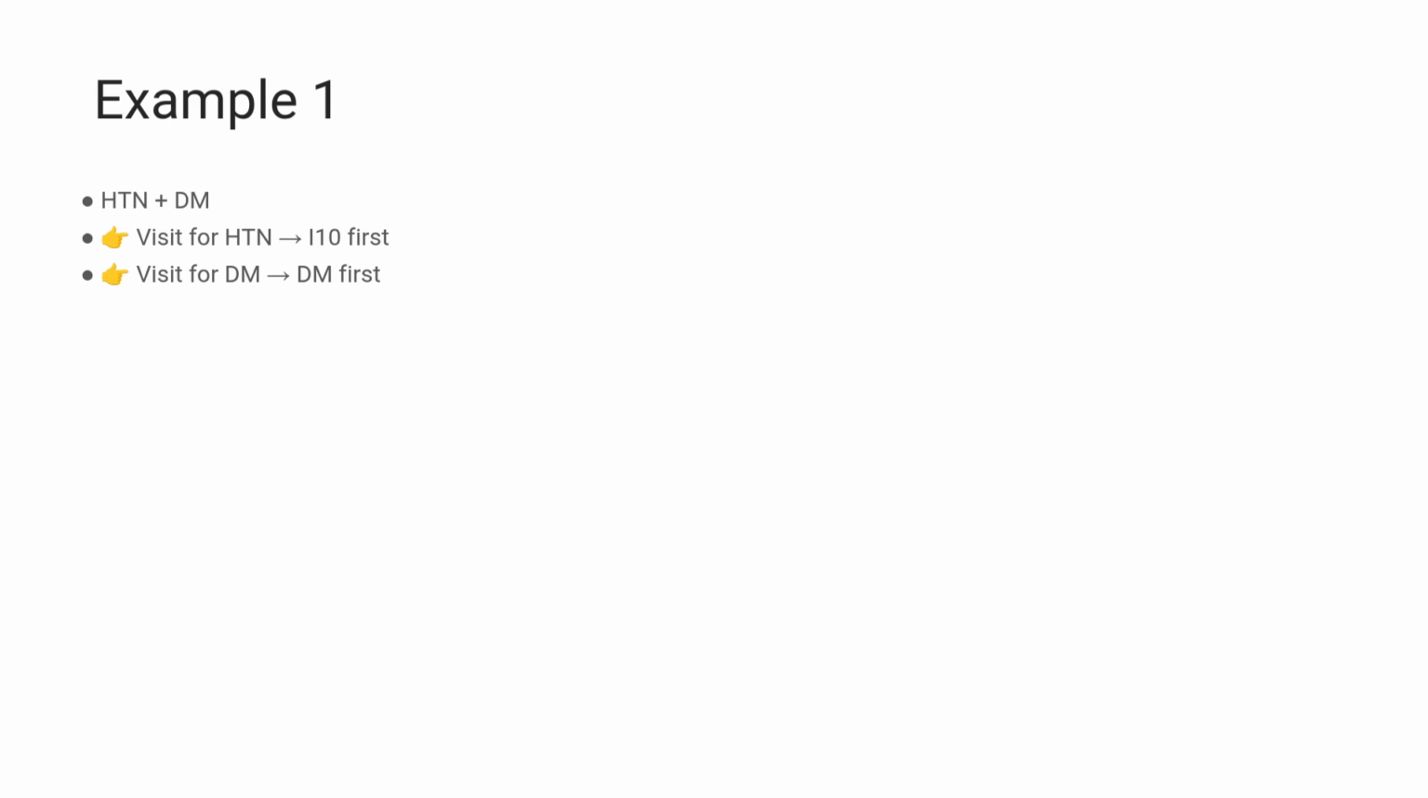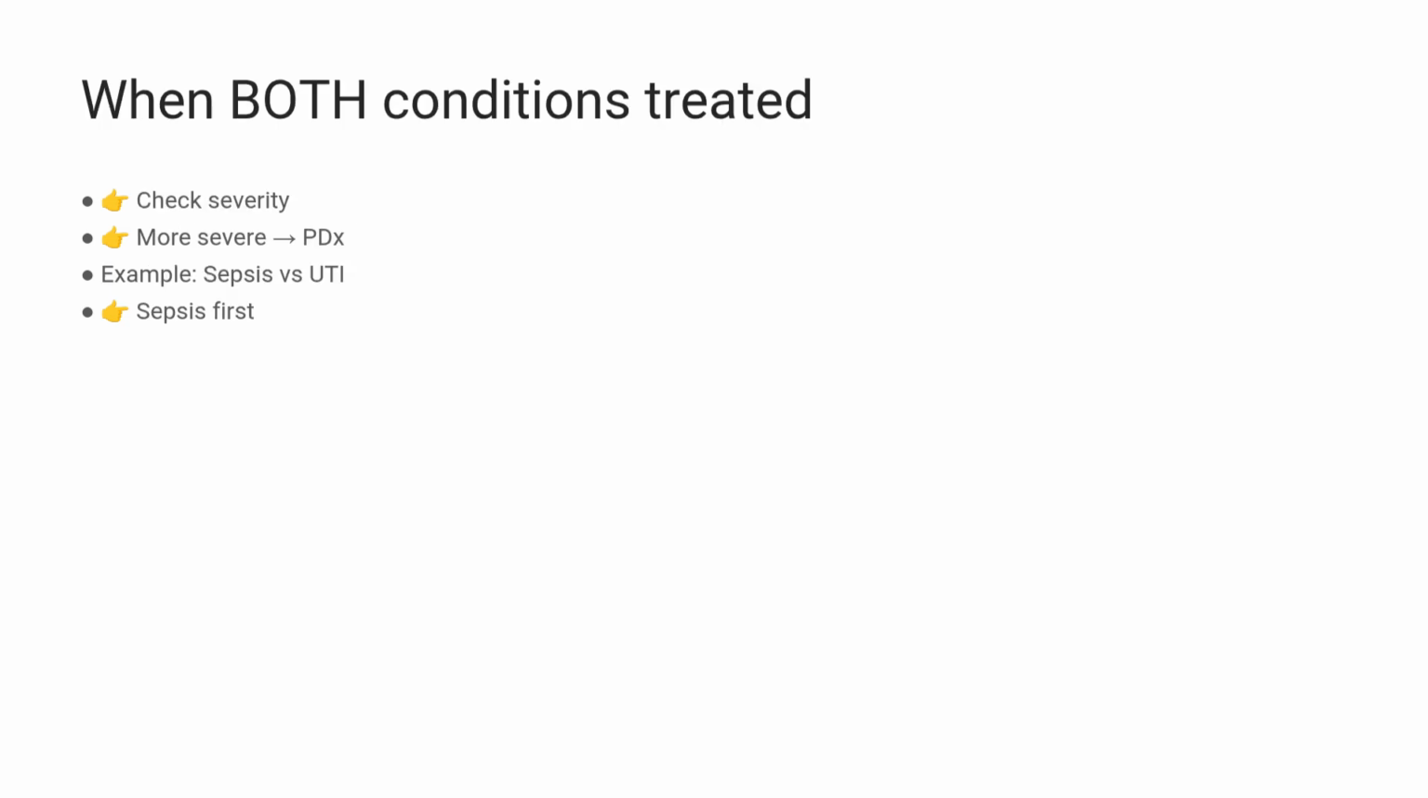For example, a patient has both hypertension and diabetes. If the patient comes for treatment of hypertension, we code I10 first, followed by diabetes. If the visit is for diabetes management, then diabetes should be coded first, followed by hypertension. If the patient comes for treatment of both conditions and there is no clear reason mentioned, then we consider severity.